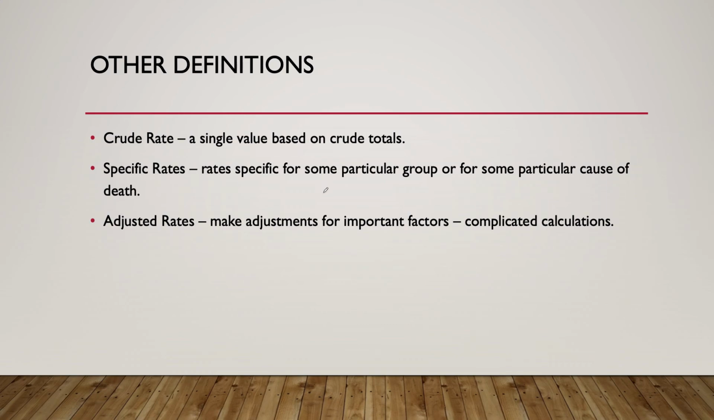A couple of other definitions are the crude rate, which is a single value based on the crude totals; specific rates, rates specific for some particular group or for some particular cause of death; and adjusted rates. These rates make adjustments for important factors and usually have complicated calculations.